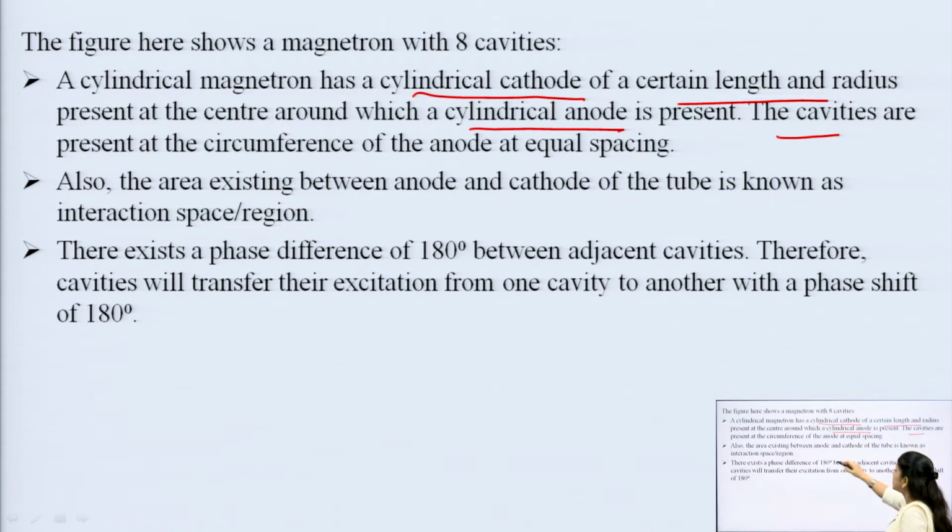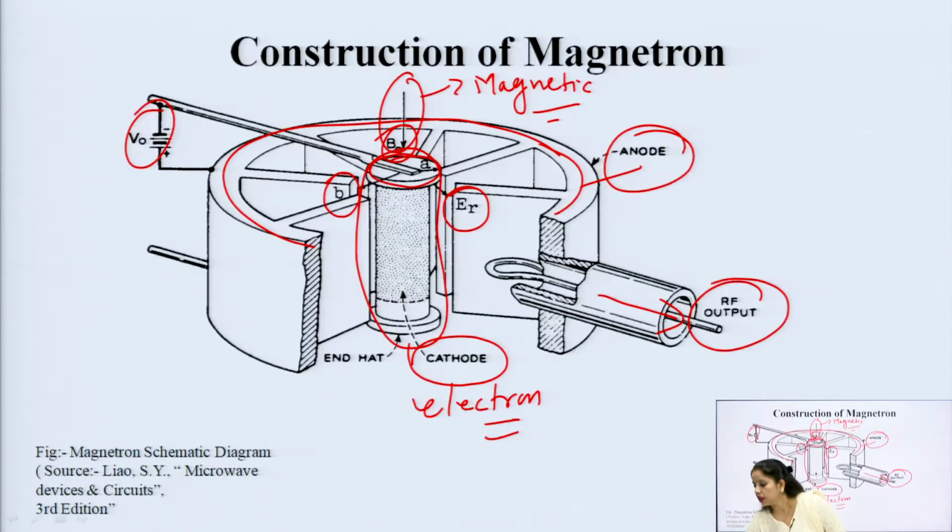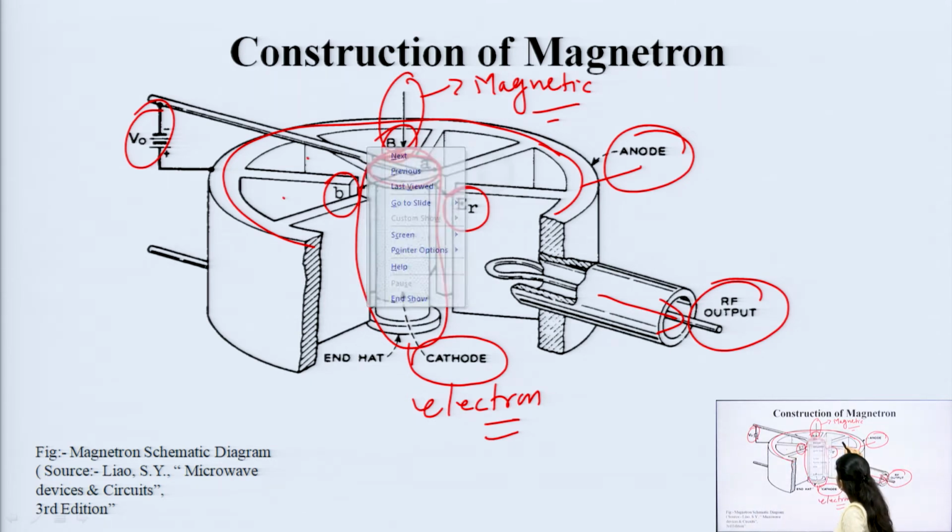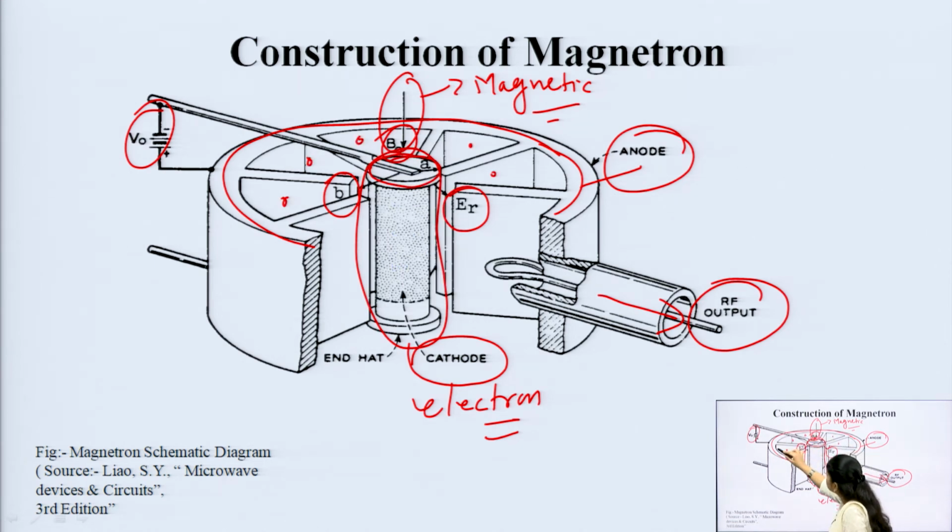The cavities are present at the circumference of the anode at equal spacing. The next important thing is the cavities. If you are able to see these structures, these are the cavities, and they are present at the outer structure of an anode. This is the anode, and here come the cavities.